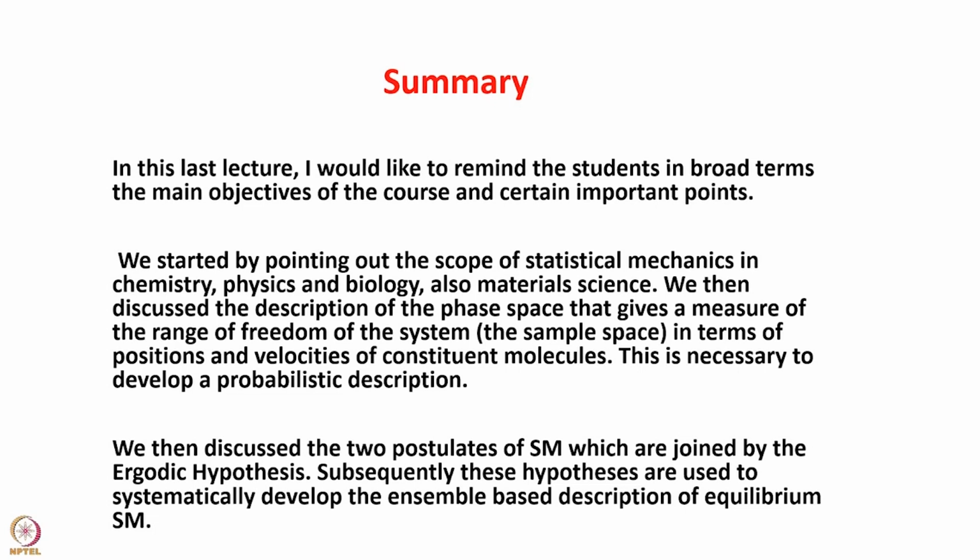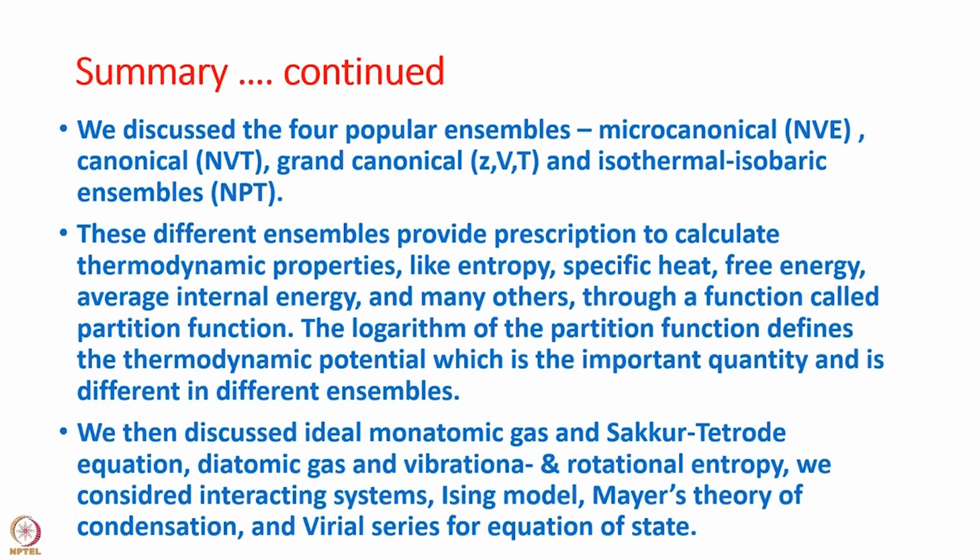So this one, first start with the ensembles. We discussed the concept of ensembles and that everything starts with the microcanonical ensemble, which is called NVE. Then there are four ensembles we discussed: from microcanonical into canonical, canonical into grand canonical, and then the isothermal isobaric ensemble. Microcanonical is NVE, canonical is NVT, grand canonical is fugacity, volume, temperature, and isothermal isobaric ensemble is NPT.